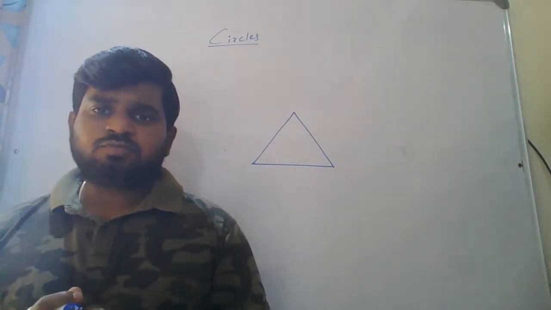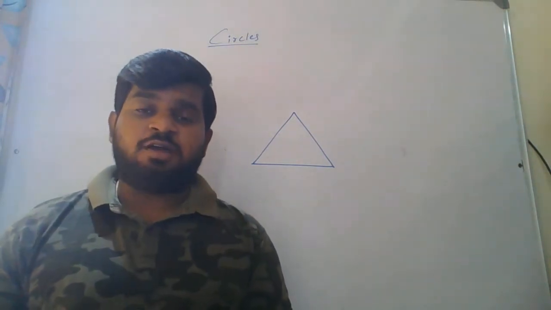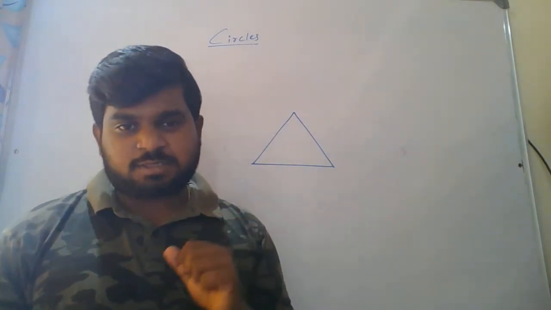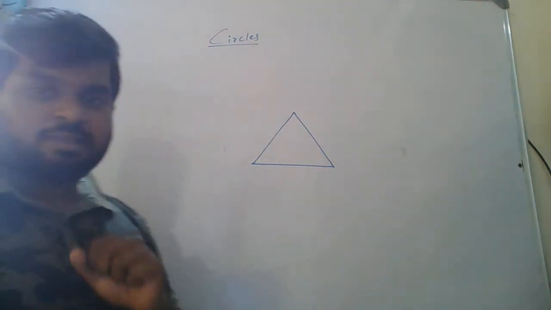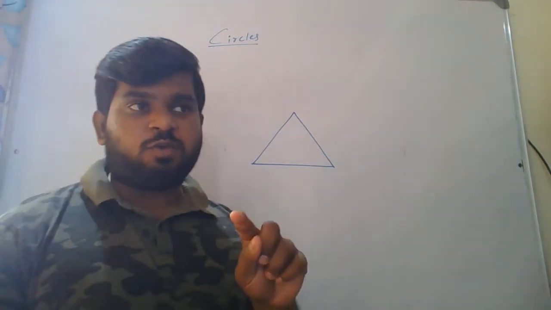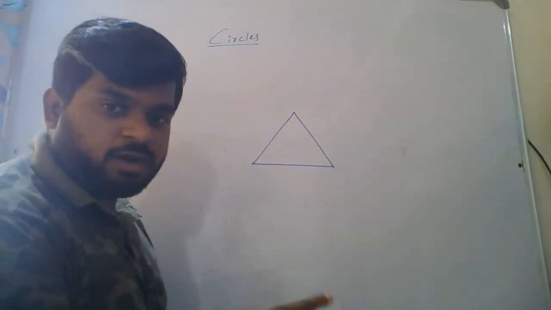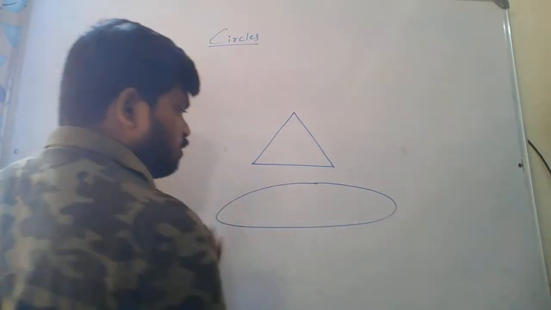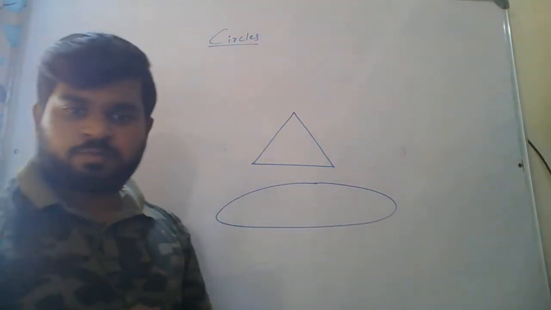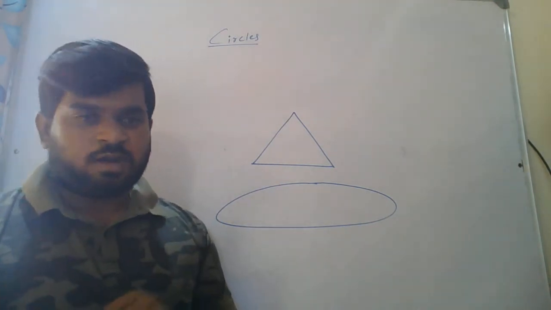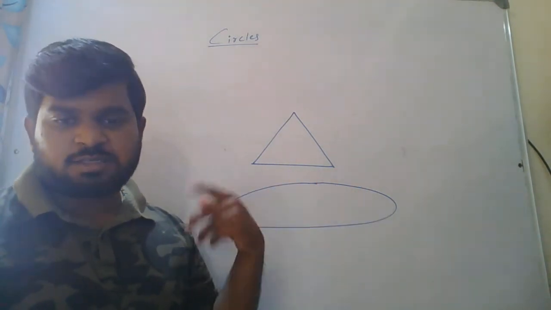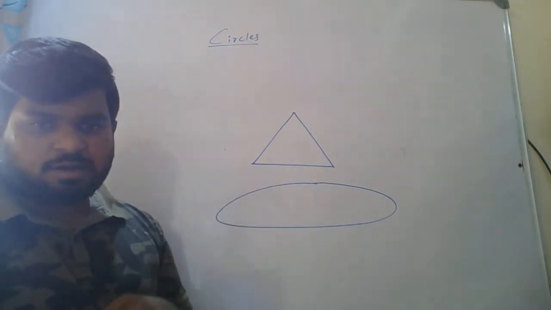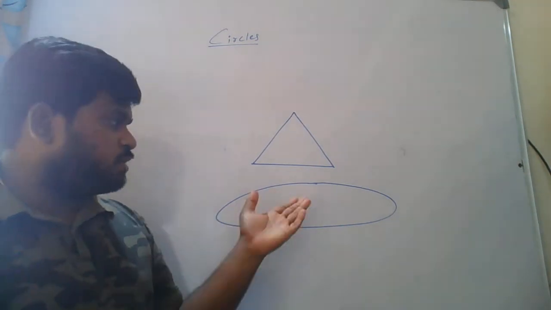Some might say now that circle is a closed figure with no edges or with no sides. Okay, let's take that also. Circle is a closed figure with no edges. Just observe. Is this a closed figure? Very well, it is a closed figure. Does it have any edges, any sides? No, it doesn't have any sides. Do we call this a circle? No, it doesn't look like a circle.